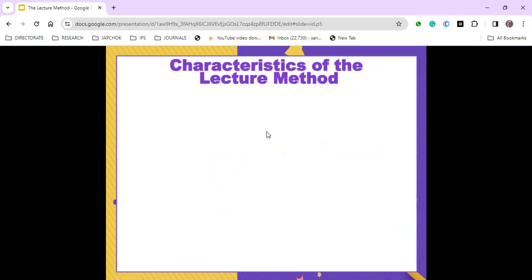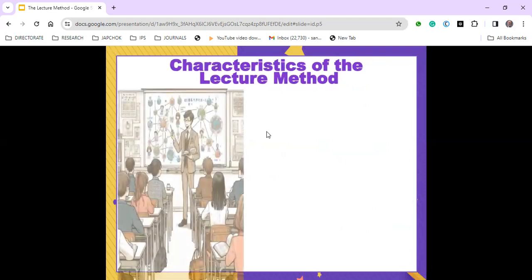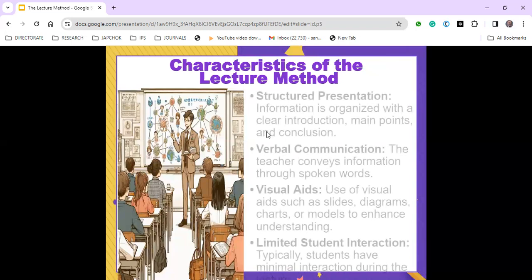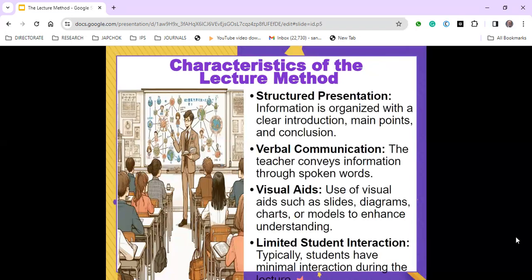And from this, we can start guessing what the characteristics of the lecture method are. So take a look at the picture. The teacher with his notes, head full of knowledge, board full of information, passing it on to the learners. This can be what the lecture method is, but those are some basic characteristics. Let's take a look at them one after the other.